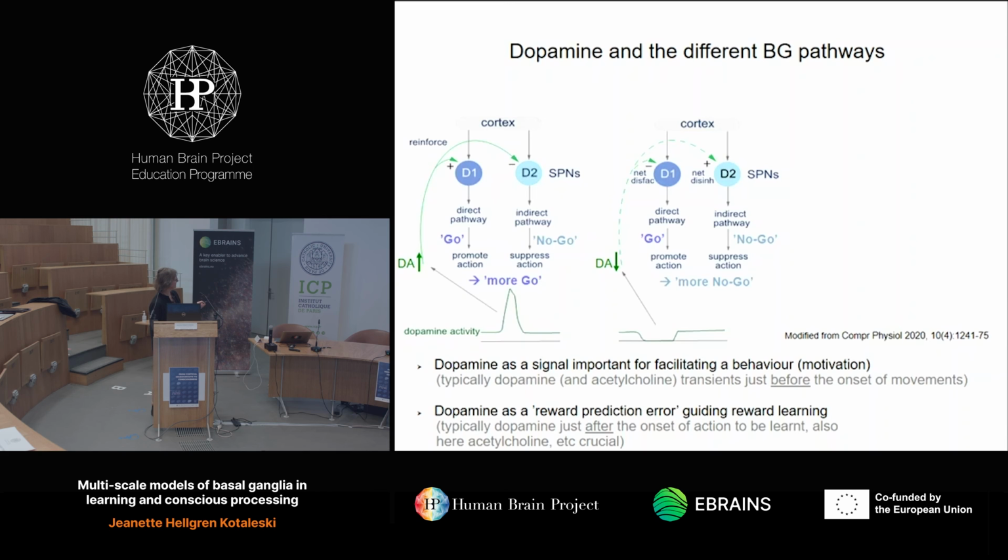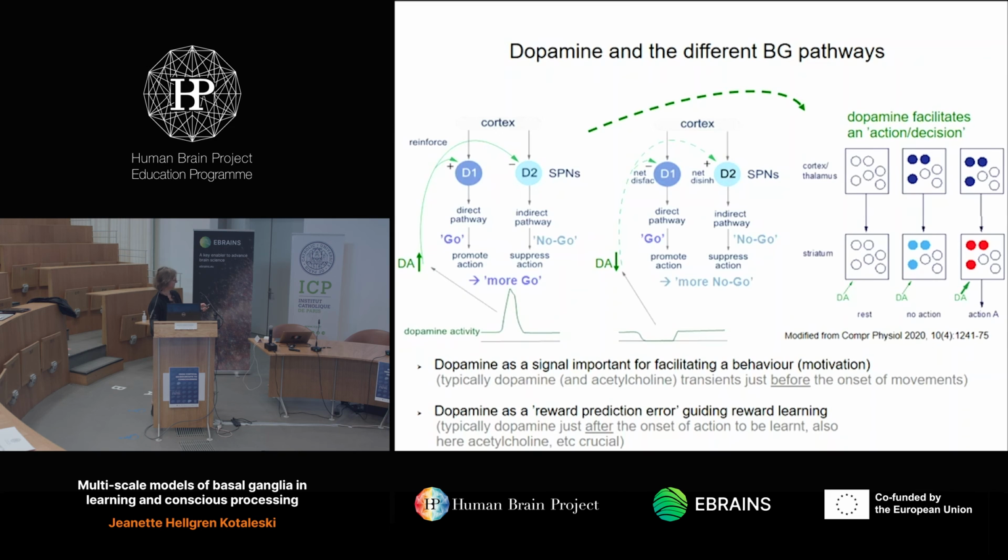So how then can you understand that dopamine is a signal important for facilitating a behavior? Dopamine and also actually acetylcholine are transiently increased just before the onset of movements, and this is a conceptual explanation of that. If cortex is silent, striatum is silent. If cortex is active, striatum senses that, but it has to have, in addition, dopamine around to really react on that and gate through the command according to this idea. So this is one of the things that dopamine is doing in the basal ganglia, but also dopamine is a reward prediction error.